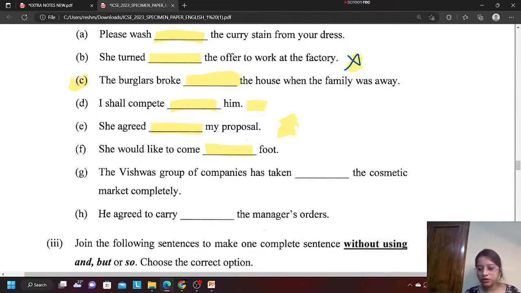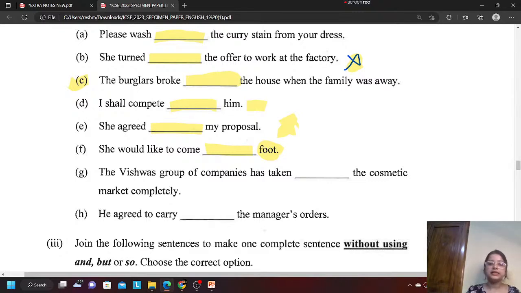So you have written on, by, on. Both on and by you are saying. She would like to come dash foot. Two of you have written correctly, but on is wrong. That means it is going to be she would like to come by foot. Think of it like a vehicle, just like you travel by car, travel by bus. Here your foot is something that is helping you to move. It's just like your conveyance or transport.